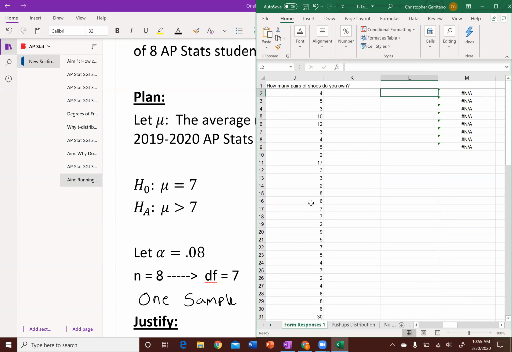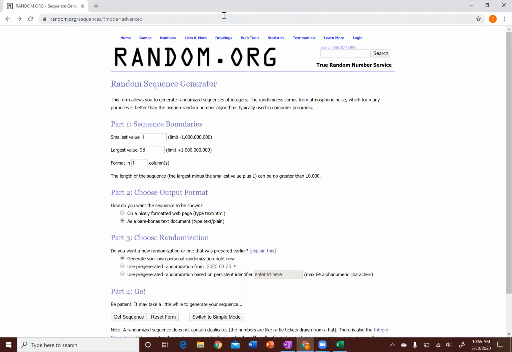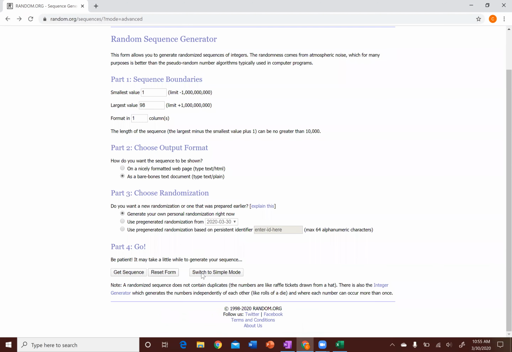All right, here we go. Let's collect the data. Our good friend random.org, I know you've missed it. We're going to use it to generate a sequence of unique numbers, smallest value of 1, largest value of 98. And we're going to choose the first 8 numbers in that sequence. So let's get the sequence, and here we go. Let's choose the first 8. All right, and that's my sample. That is my simple random sample.